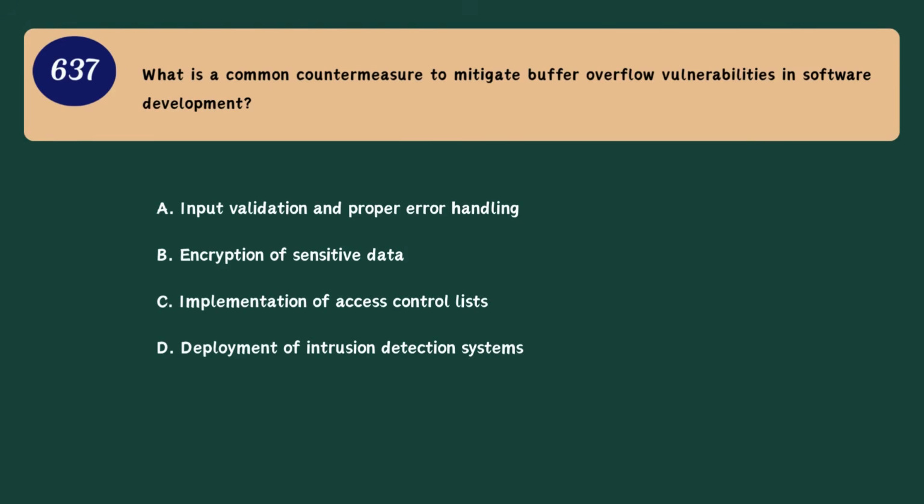Question 637. What is a common countermeasure to mitigate buffer overflow vulnerabilities in software development? A. Input validation and proper error handling. B. Encryption of sensitive data. C. Implementation of access control lists. D. Deployment of intrusion detection systems.